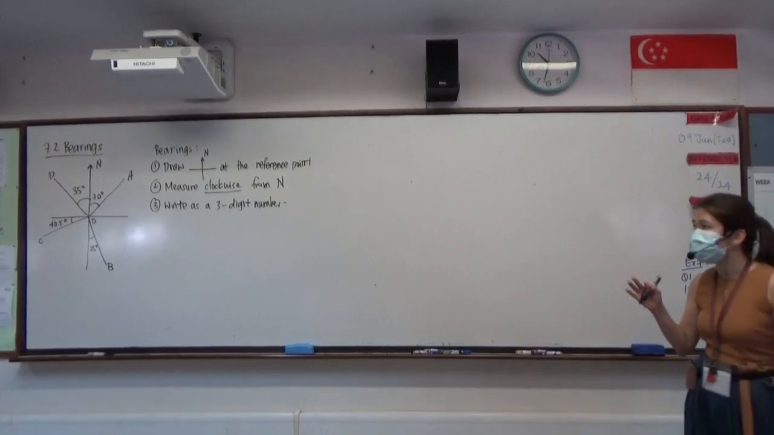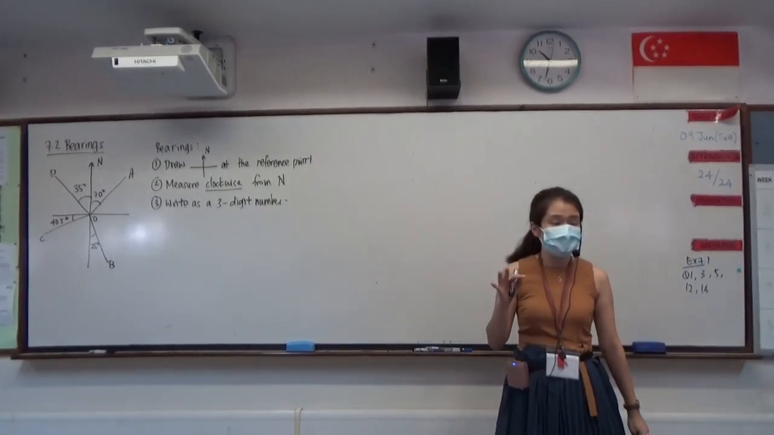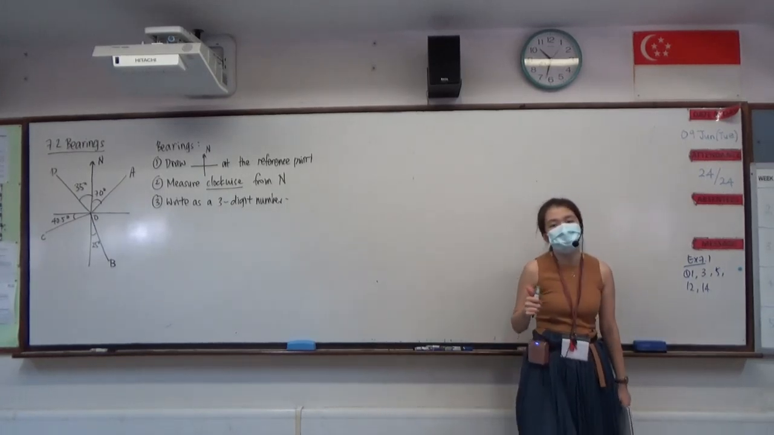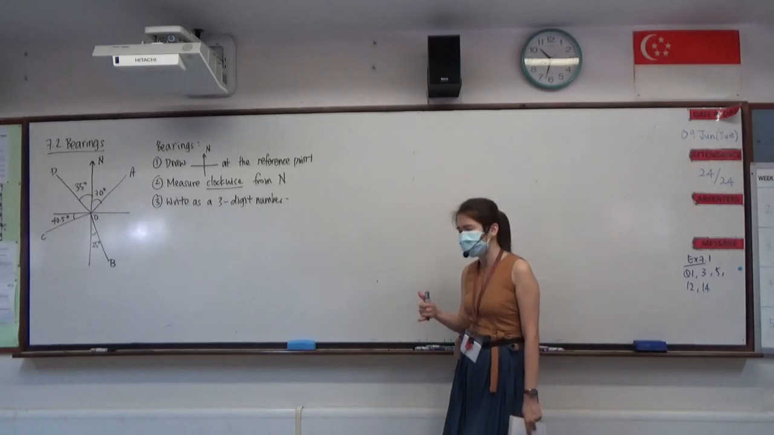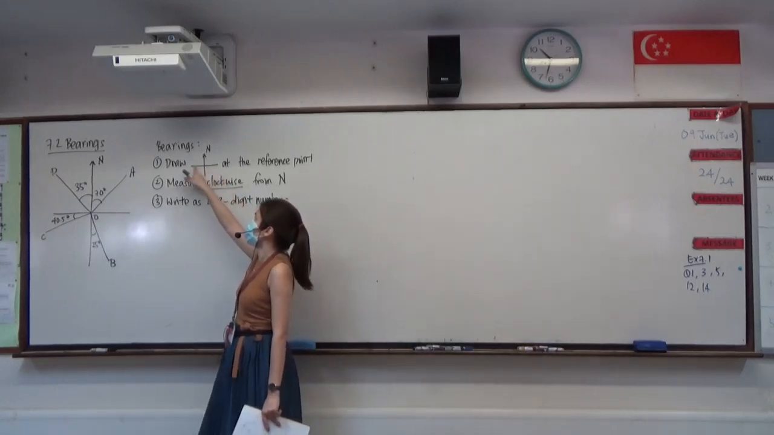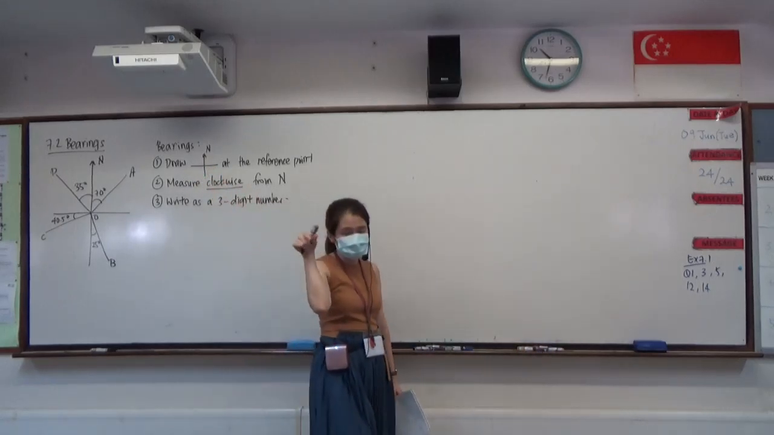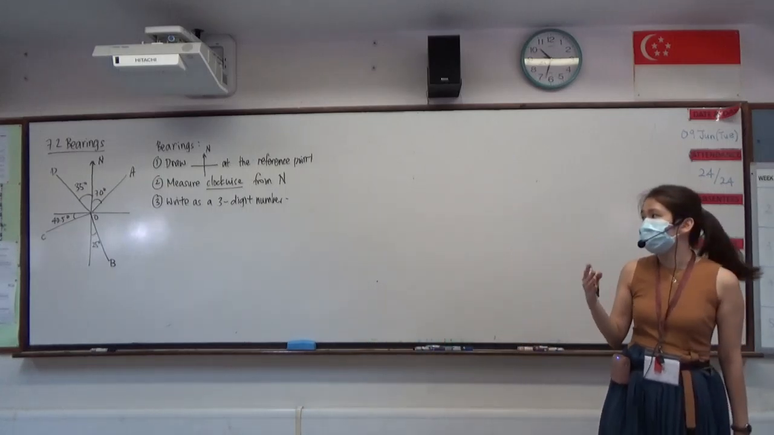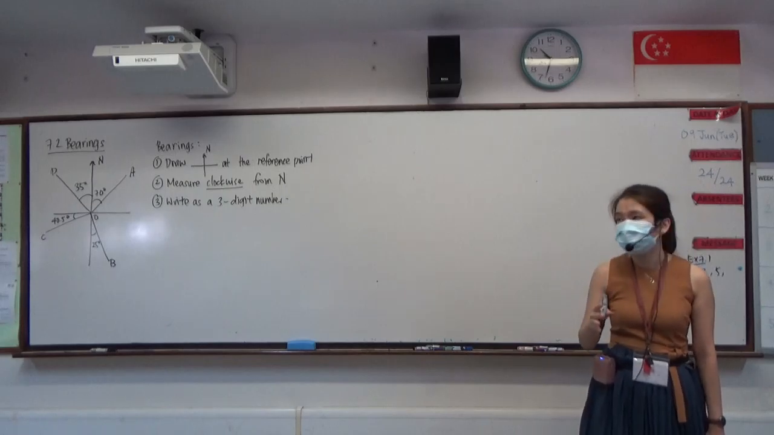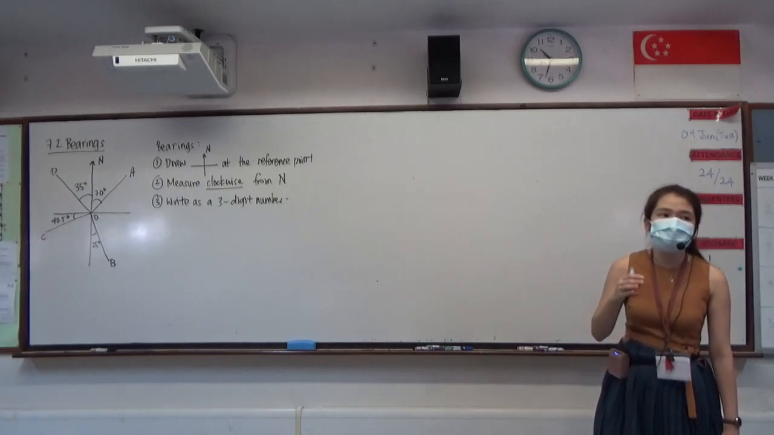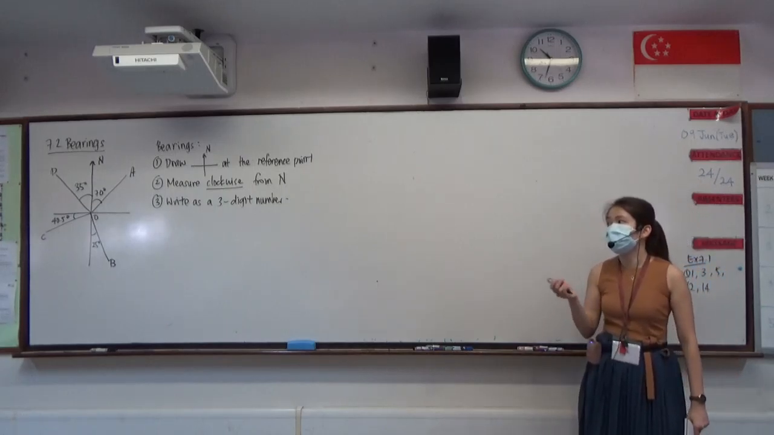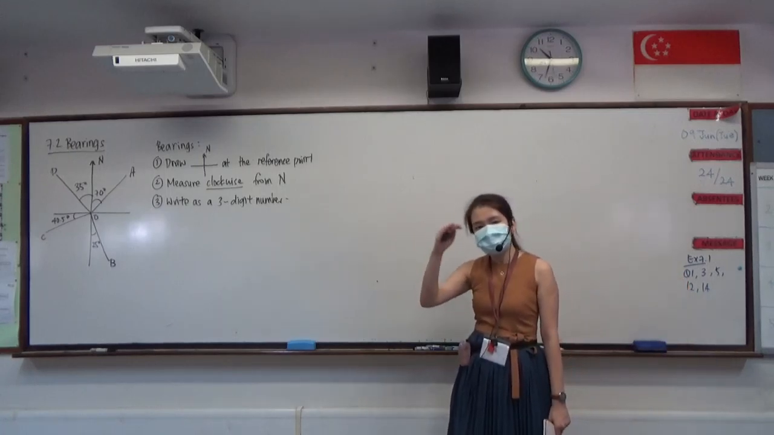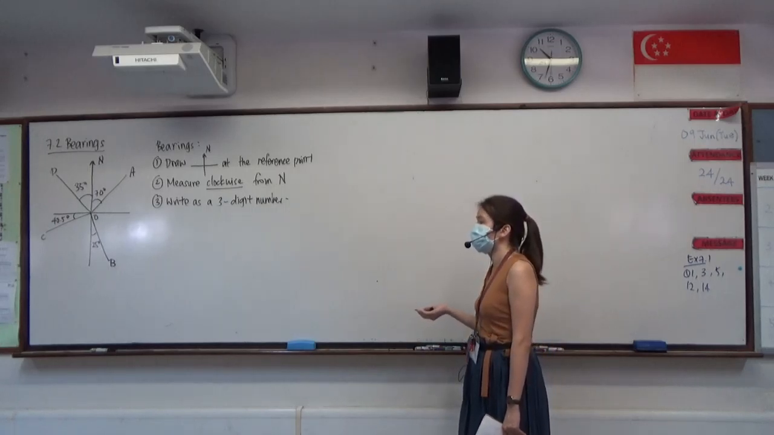Okay, so as I was saying, there are three criteria when it comes to bearings. First of all, there's always a reference point that we're going to be discussing. At the reference point, I need you to draw the north, south, east, west arrow to tell us where the north direction is. That north direction is very important, because the bearing, the angle, must always be measured clockwise from north itself. I will talk more about that later.